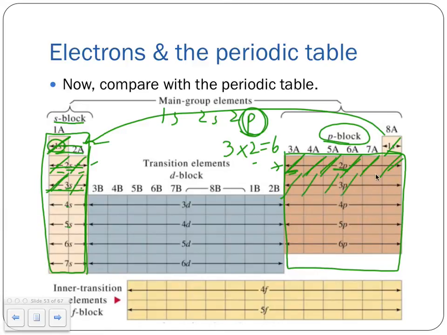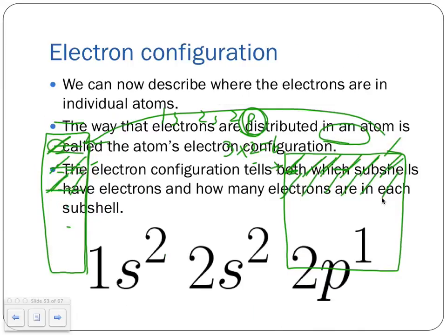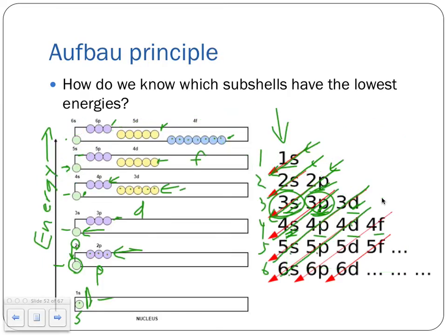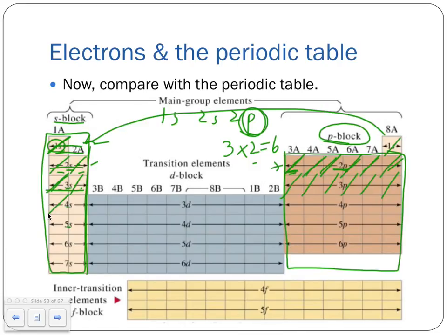P holds 1, 2, 3, 4, 5, 6 electrons. After the 3p is filled up, it has to go to the next lowest one. After 3p, you can see we go to 4s. And so we go to 4s. That holds 2 electrons because it's just 1 orbital.